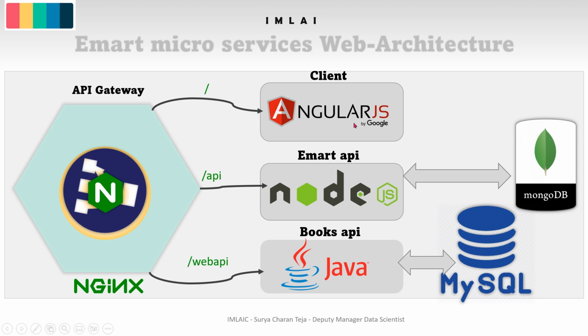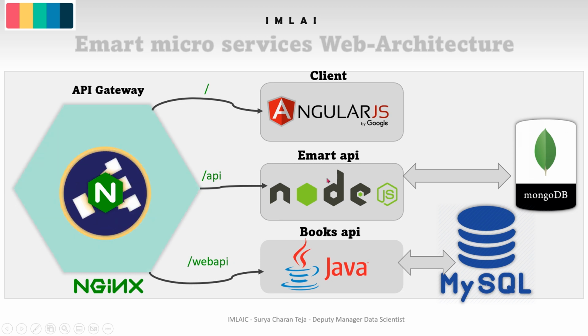Then it loads the front end pages of the website, and for the backend data, it's going to contact the Emart API service, which is the forward slash API route. It is written in Node.js, and the URL will be forward slash API, a Node.js application.